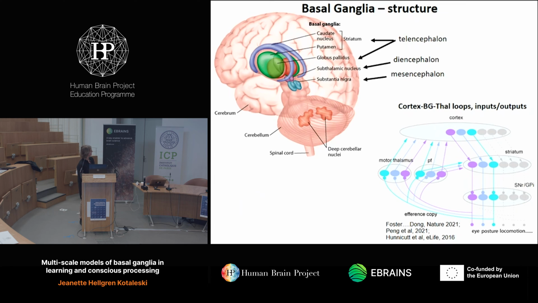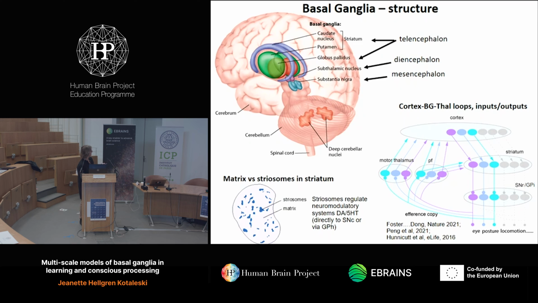That is in general true, but maybe I should also highlight that if you go into the striatal tissue and look carefully, you would see these so-called patches or striosomes that don't really follow this scheme. They receive input from the limbic system, and then they control neuromodulatory systems in the brainstem, like dopamine and 5-HT.